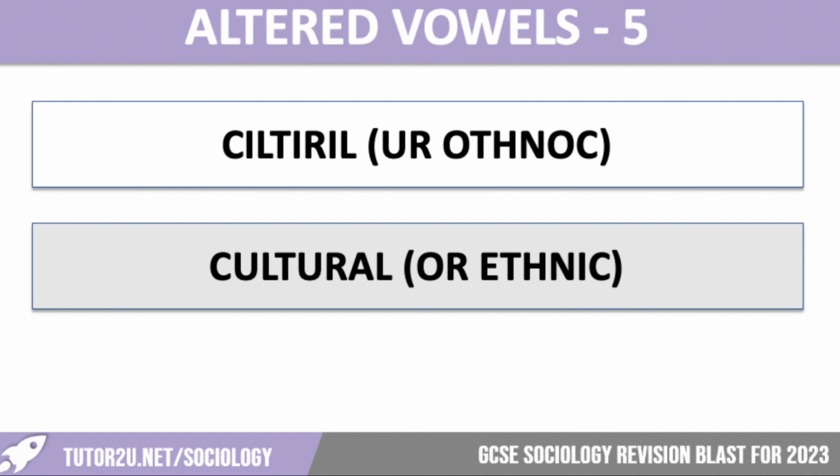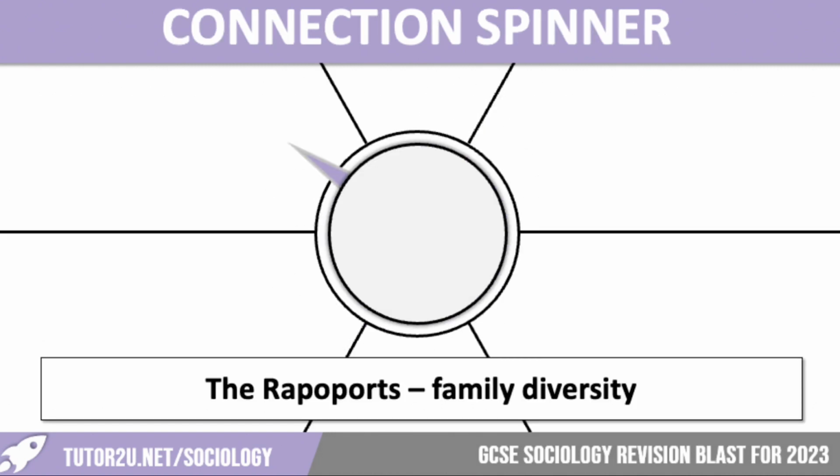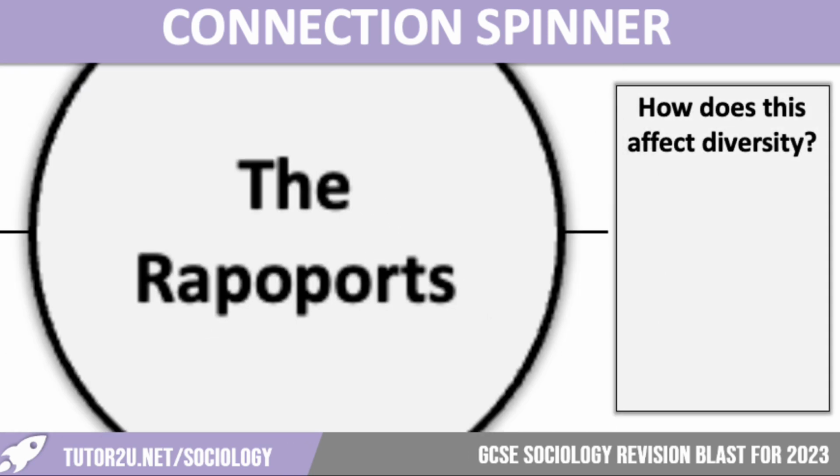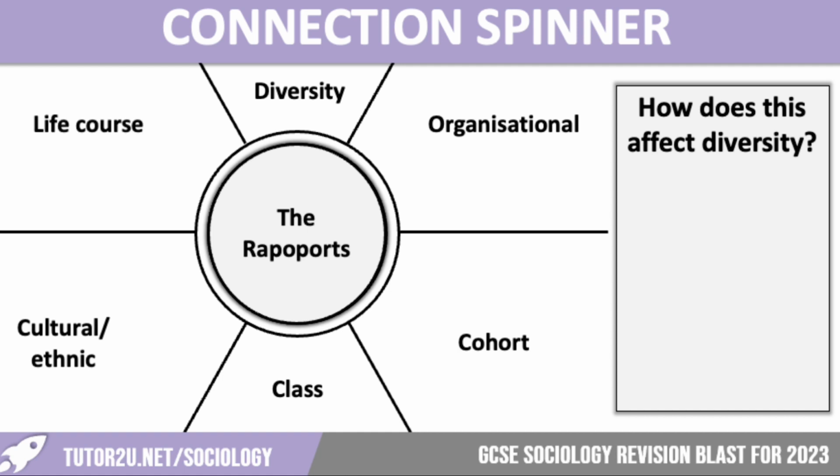So let's have a look at what this means in our next activity. We're going to do a connection spinner activity looking at family diversity. So we want to think about how each of these things affects diversity across the family. And our spinner is going to land on organisational. So I'm just going to give you a minute. You might want to pause the video to think about how organisational affects diversity amongst families.